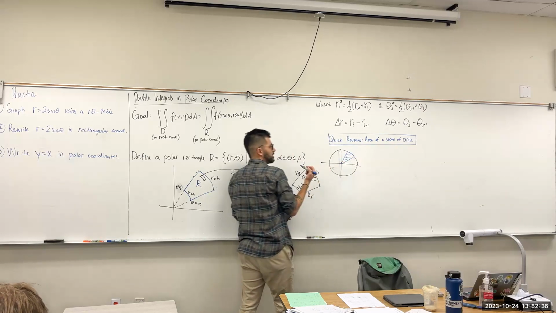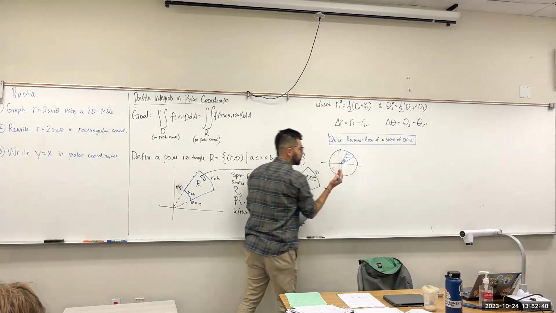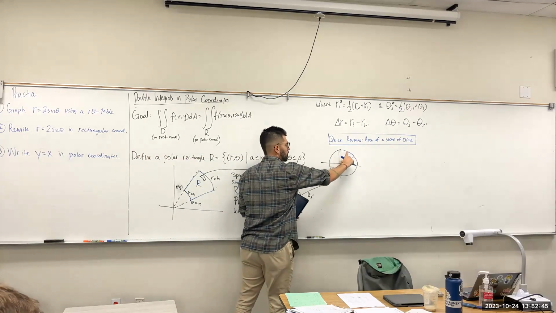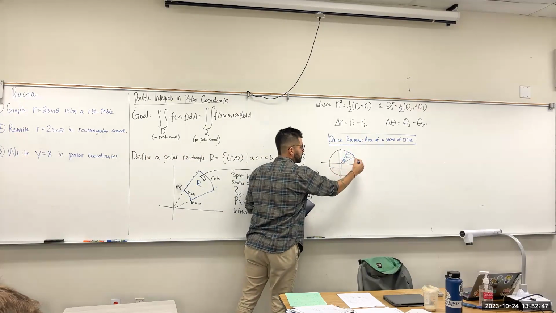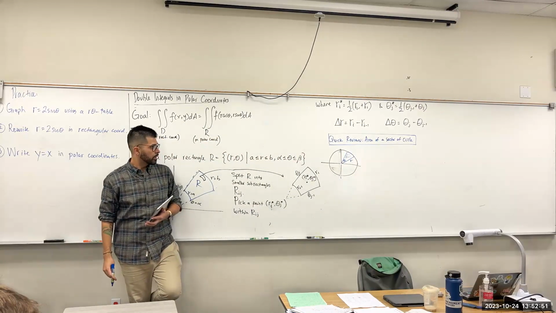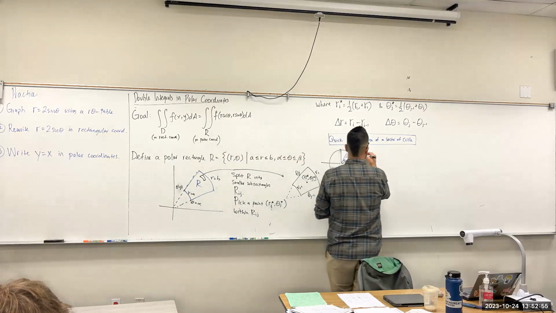Looks like a pizza slice. There's an angle between those two secant lines, or the two radii, let's say. And let's say this is a circle of radius r. Okay? So the idea is to find the area of the sector.